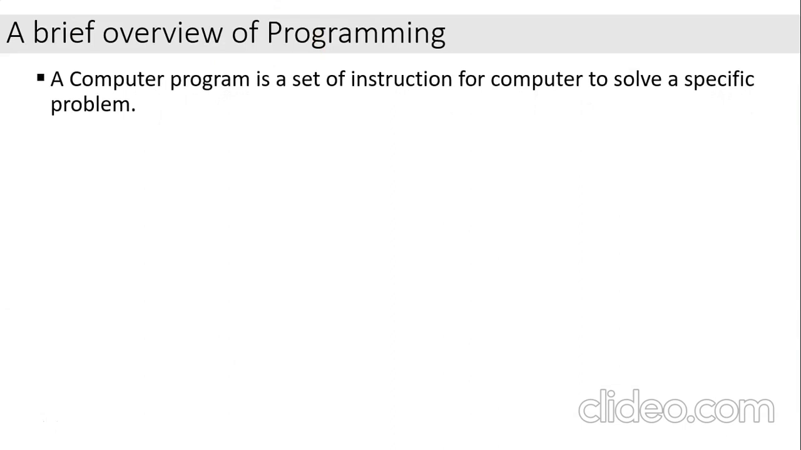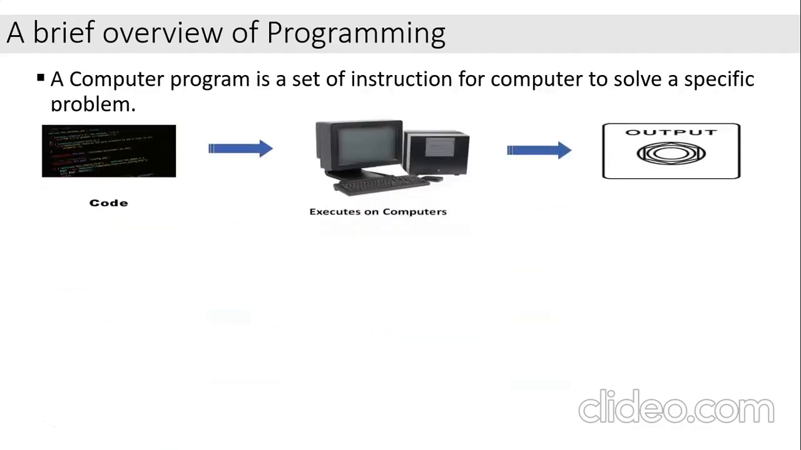A computer program is a set of instructions for a computer to solve a specific problem. Like we write code to add two numbers, and the program executes on the computer, and as an output we get the addition of the two numbers. This is one example of what a very simple computer program would be.